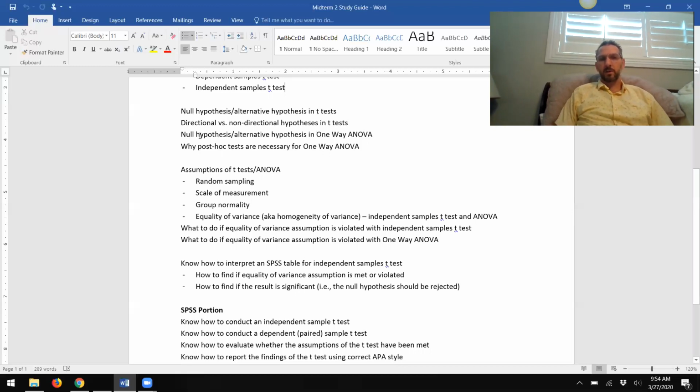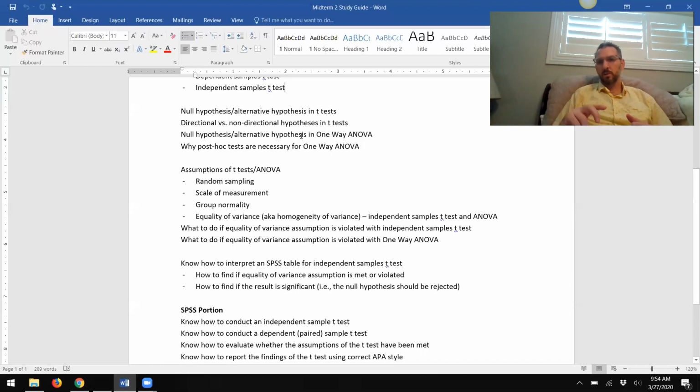Okay, now the null hypothesis in a one-way ANOVA is that all the group means are equal, or in other words, that there are no differences in the group means. And the alternative hypothesis is that there is a difference in the group means, that they are not all equal. And again, for the one-way ANOVA, it could be just one group is different from the others, or it could be that they're all different from each other.